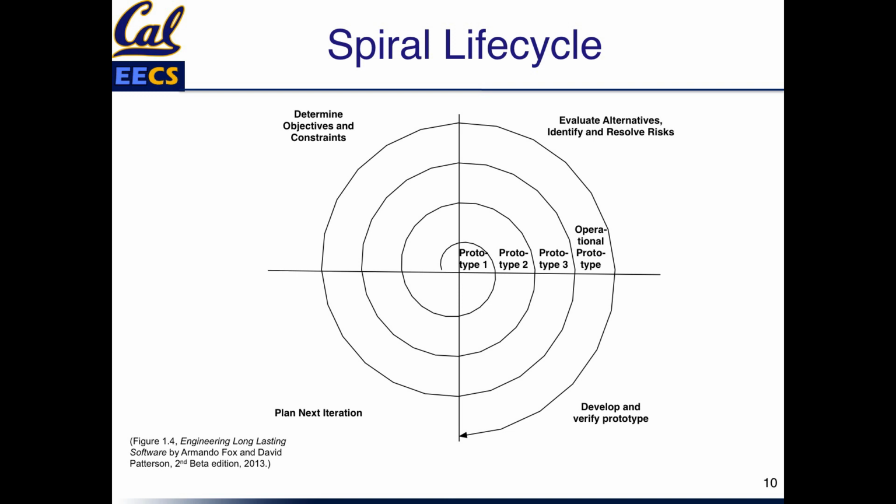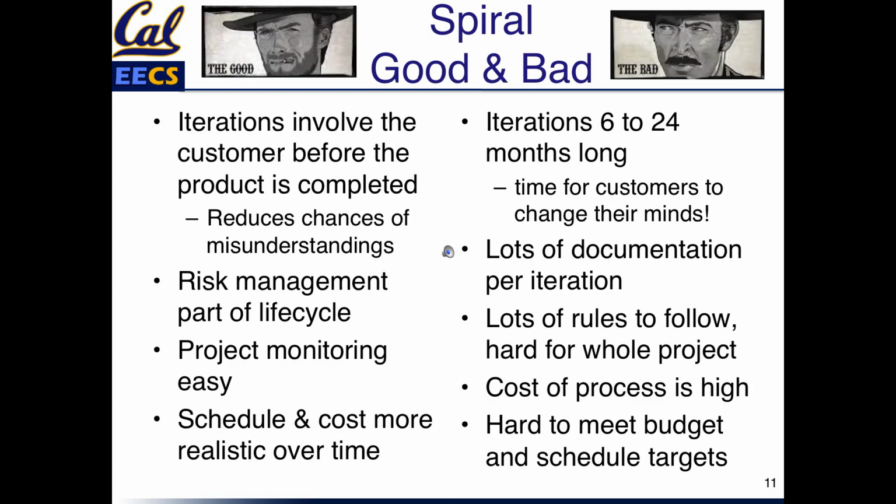So what's the good and the bad about Spiral? The good: the iterations involve the customer, so when you build this thing it's less likely that the customers are going to change their mind. They'll see it as it evolves. That's a good thing. It reduces the chance of misunderstanding. Risk management, that kind of comes from the business school. You identify the risks in advance to try and avoid them. That's part of this life cycle.